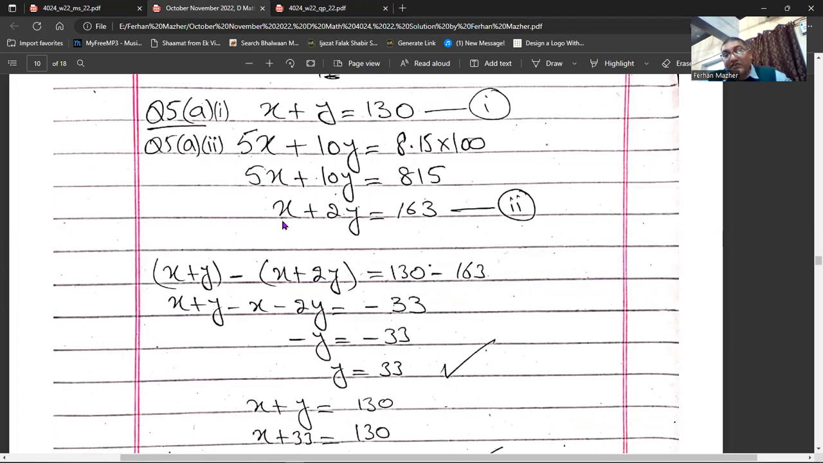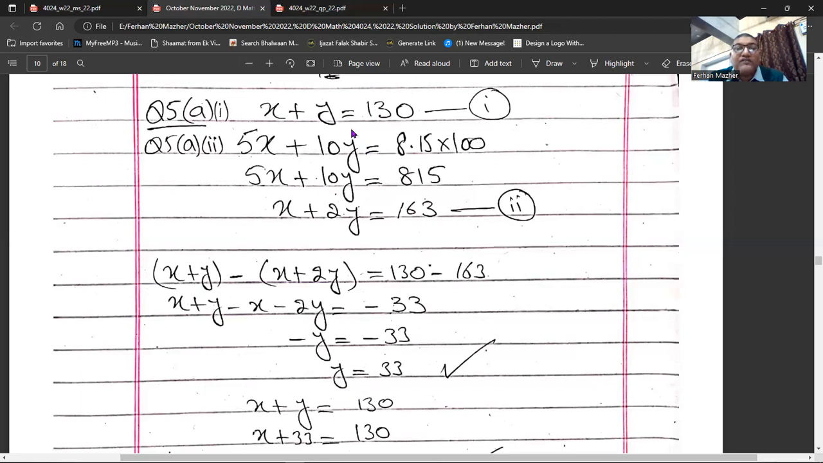Divide all of them by 5. You get x plus 2y equals 163. This is my second equation, and this is my first equation. So I will simply subtract them from each other. The left side will be subtracted, and the right side will be subtracted. So x plus y minus bracket x plus 2y bracket close equals 130 minus 163. You get x plus y minus x minus 2y equals minus 33. So x is cancelled, y minus 2y is minus y, which equals minus 33. Minus minus gone, so y will be equal to 33.